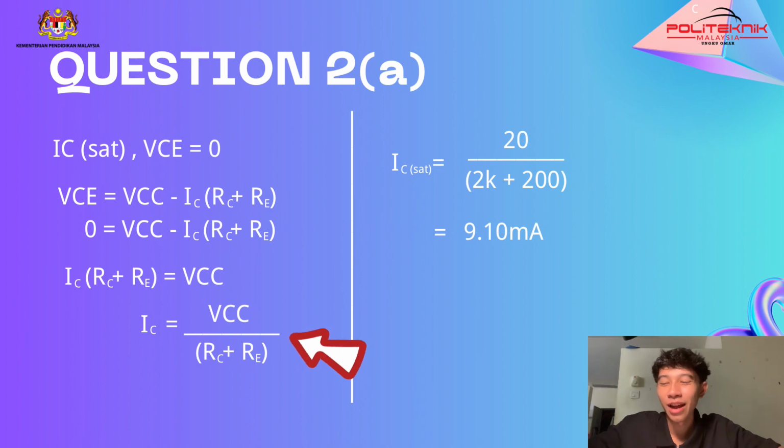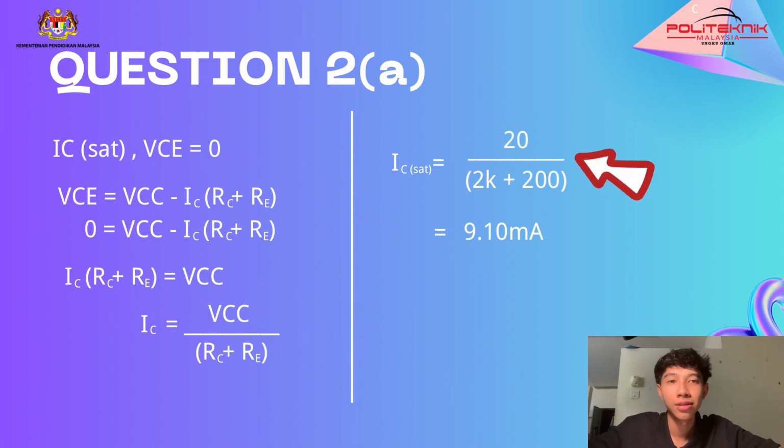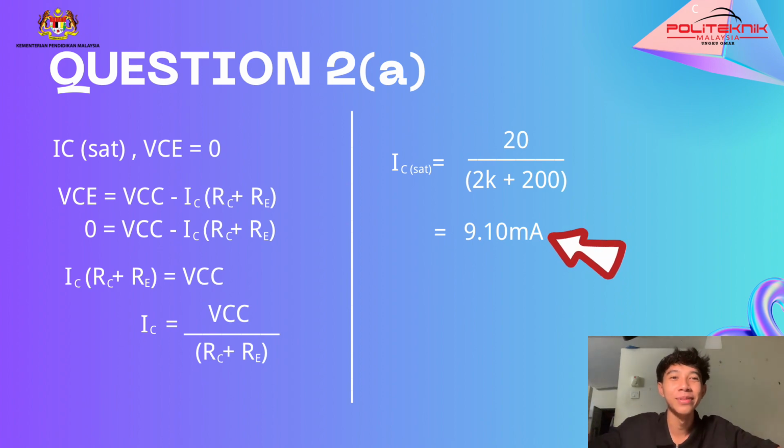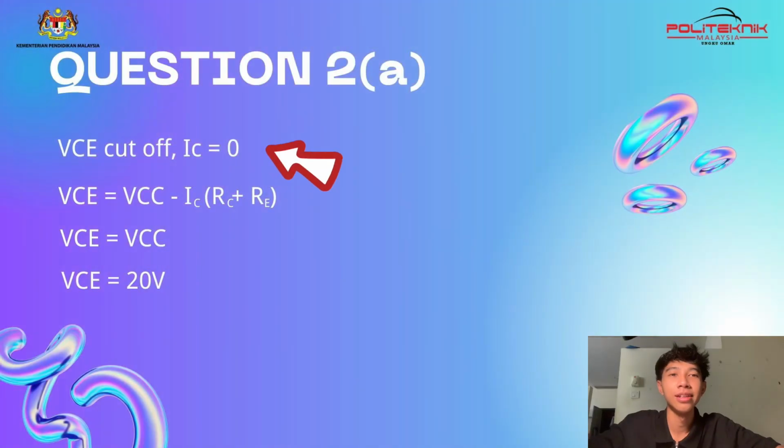So the final derivation is VCC divided with RC plus RE, and then 20 divided with 2200 ohms, you will get 9.1 milliampere. And then lastly, to find VCE cutoff, IC is equal to 0.